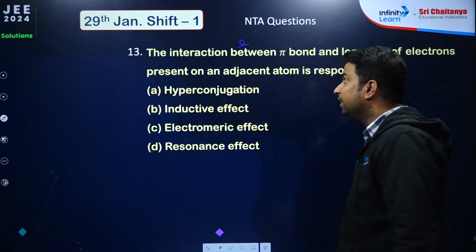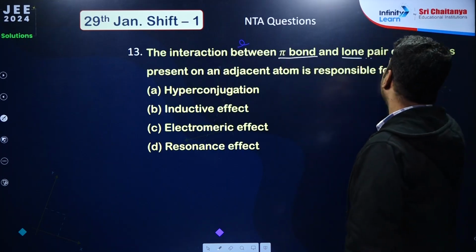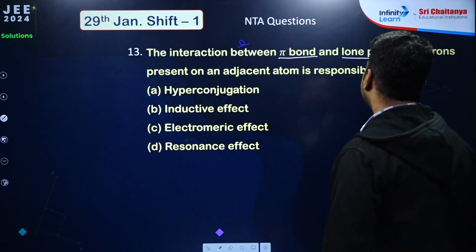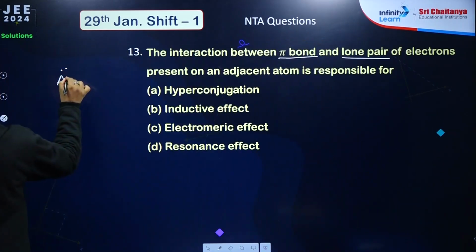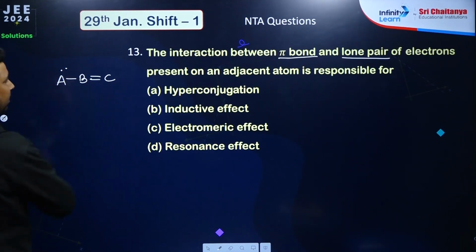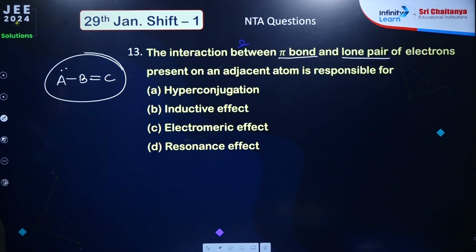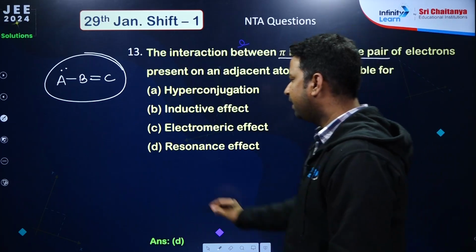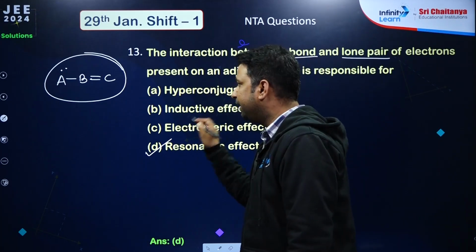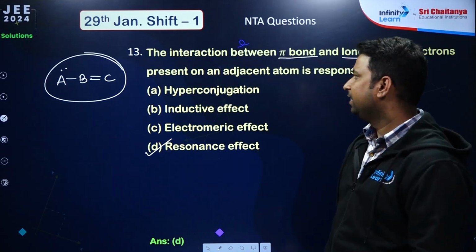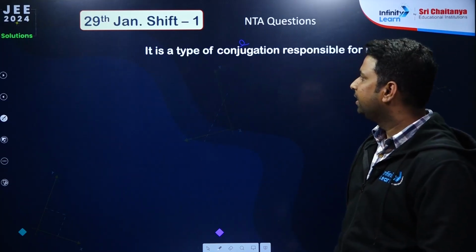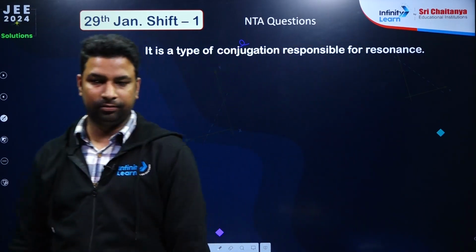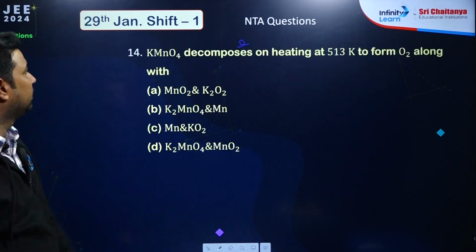It is again a very nice question. The interaction between a pi bond and a lone pair, the electron present on the adjacent atom, single bond, double bond. Clearly it is the case of conjugation, and if conjugation is there, there will be resonance effect. So D will be your right answer. So it is a type of conjugation responsible for resonance. Okay, so come to the next question.